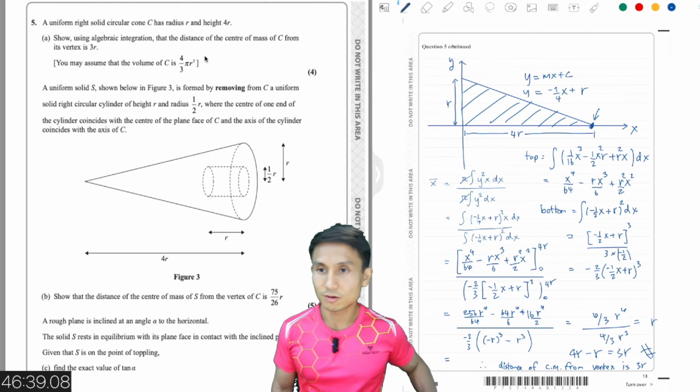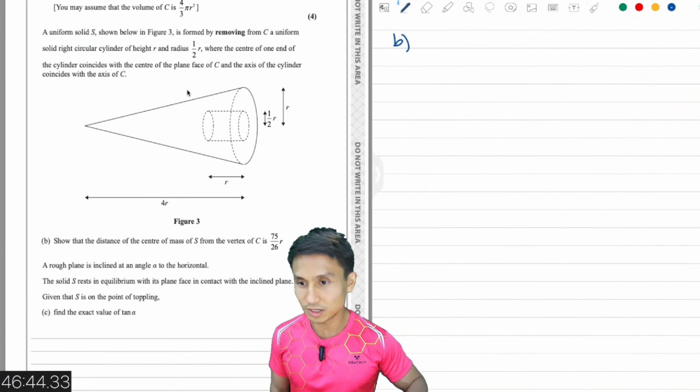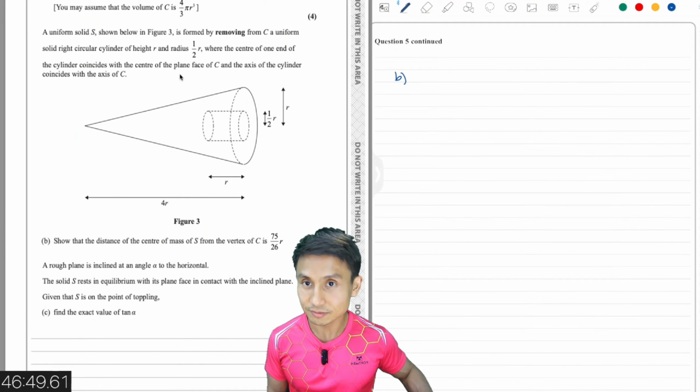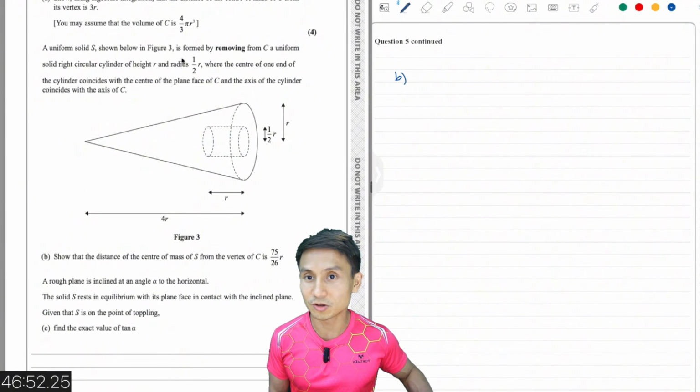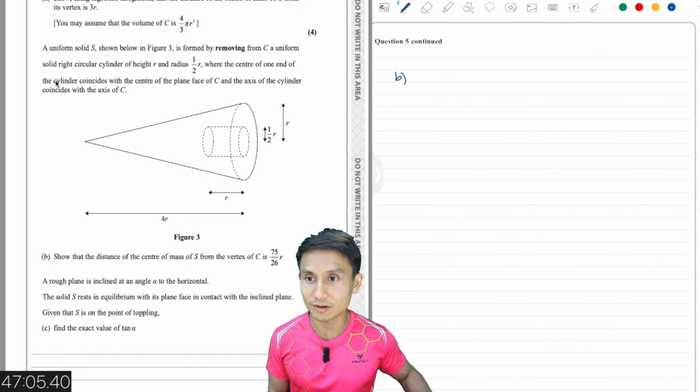All right. Whew, that was some hard work there, although just 4 marks, but yeah, not to be underestimated. Now we got that cone. A uniform solid S shown below in figure 3 is formed by removing from C a uniform solid right circular cylinder of height r, radius 1/2 r, where the center of one end of the cylinder coincides with the center of the plane face of C. Yeah, okay. And the axis of cylinder coincides with the axis of C.